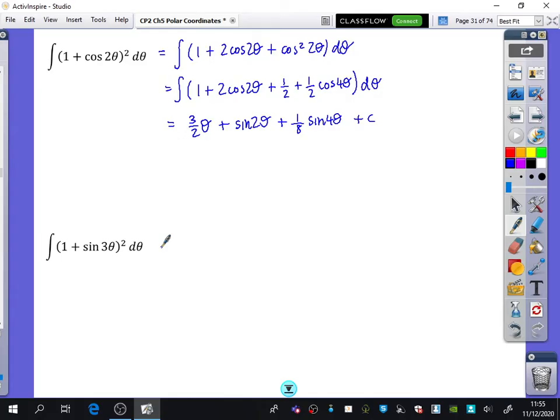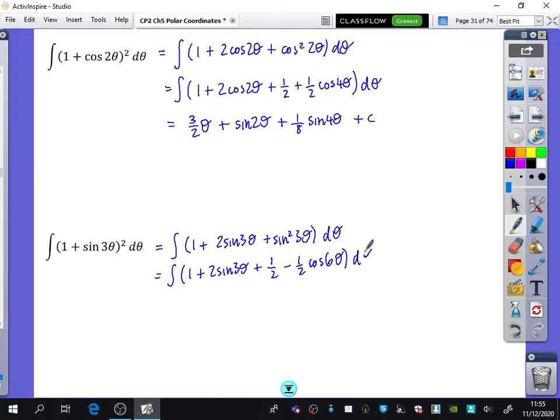If you want it. So last one, expand the brackets. What do they expand to? 1 plus 2 sine 3 theta plus sine squared 3 theta d theta. So it's going to be 1 plus 2 sine 3 theta plus a half minus a half cos 6 theta d theta.